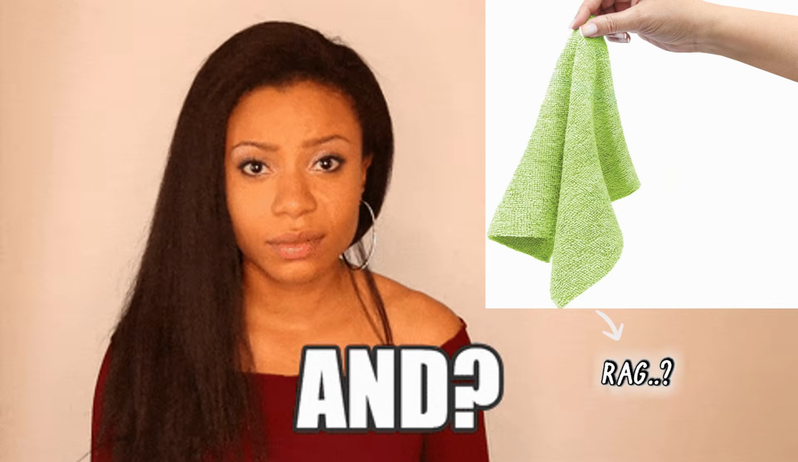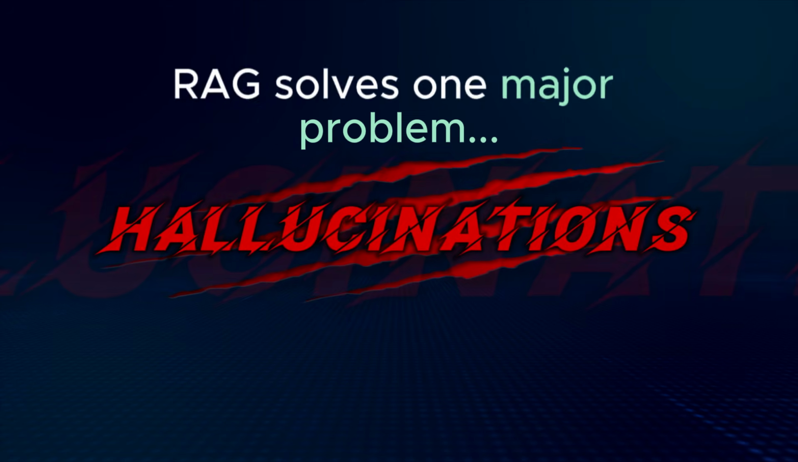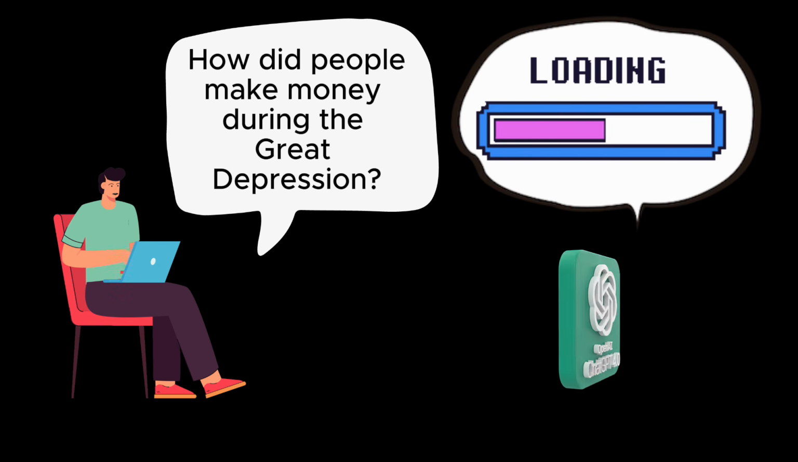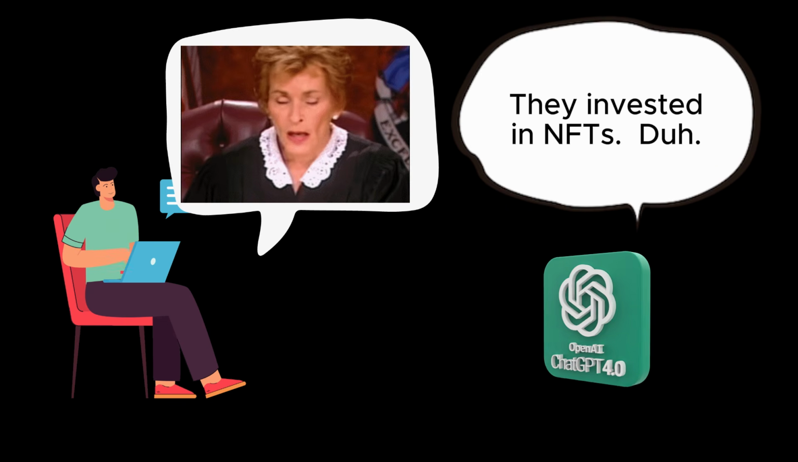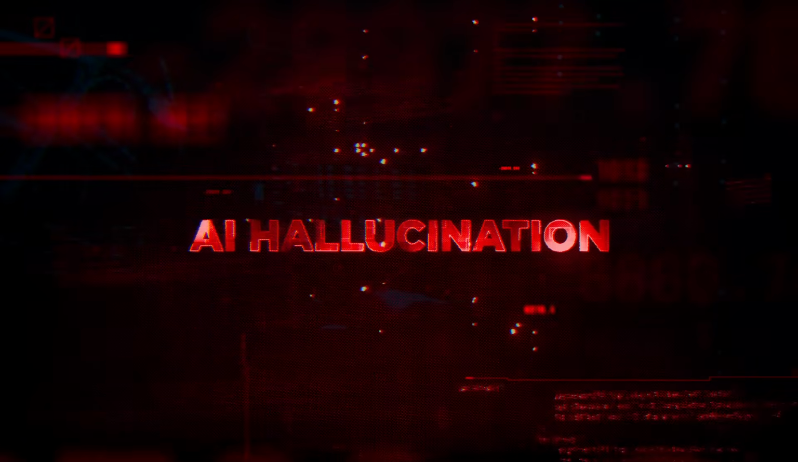So what's the point of RAG? Well, RAG helps solve one major problem with large language models: hallucinations. I see dead people. No, that's not the kind I'm talking about. You ever ask ChatGPT something and it gives you an answer that's completely wrong, and yet it says it with complete confidence? That's what we call a hallucination in AI.